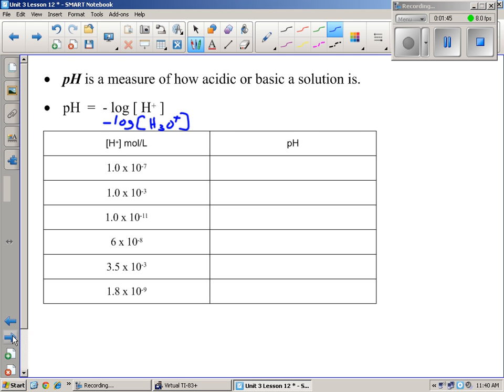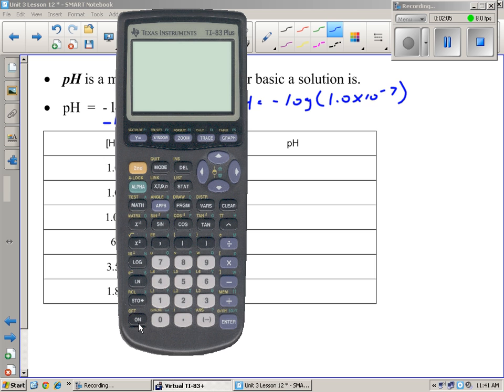So to figure out the pH, if you have the H plus concentration or the hydronium ion concentration, which really means the same thing, you're going to take the negative log of 1 times 10 to the negative 7 in the first example here. You're going to type that in, and remember from yesterday, you're looking at negative log of 1 times 10 to the negative 7. So it would look like that. Hit enter, and that'll give you your answer, in this case 7, of course.